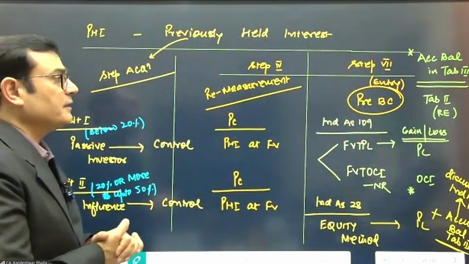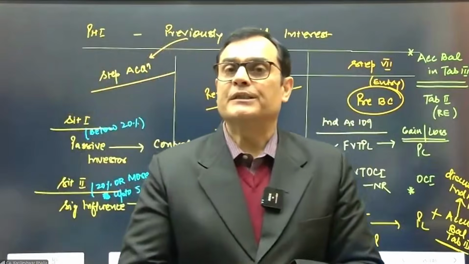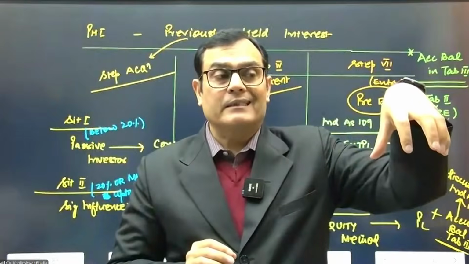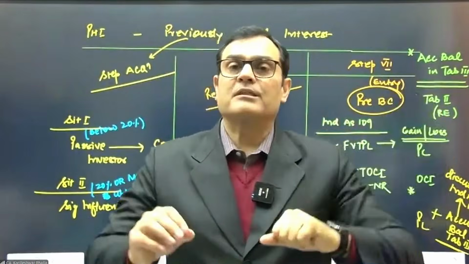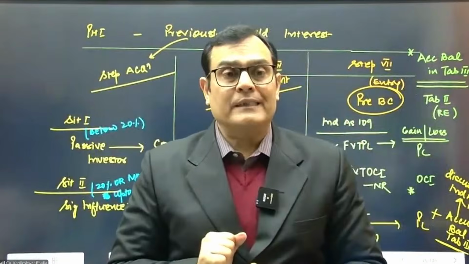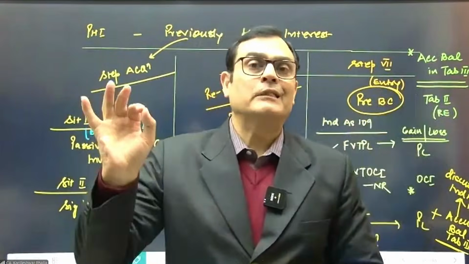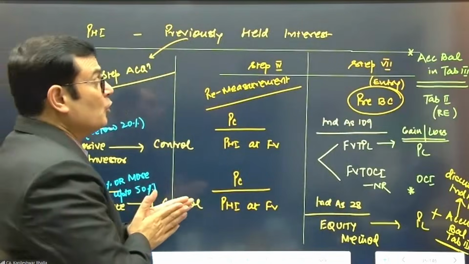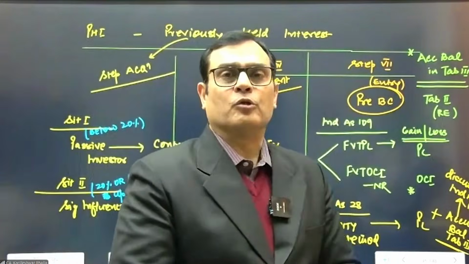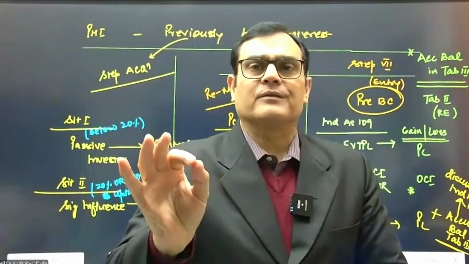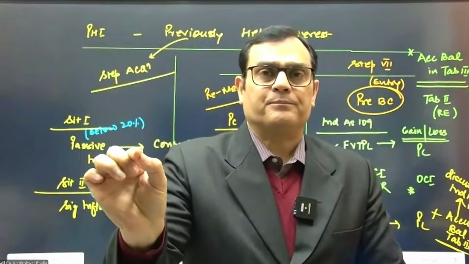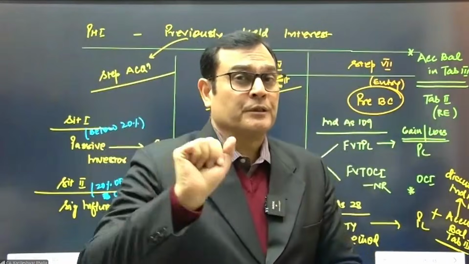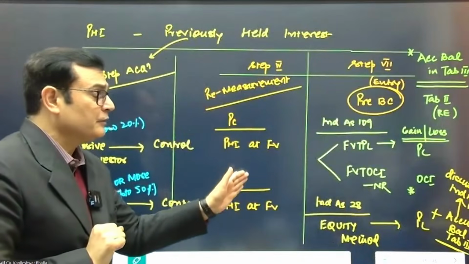Let me just connect the dots once again. We are looking at the concept of a PHI, a previously held interest. You need to carefully look at the language of the question and see, is it a conversion of a passive investment into a control, or a conversion of a significant influence into a control? In either case, one thing is simple. In step number 4, you will remeasure the PHI at fair value. So in the purchase consideration, you will consider the fair value of the previously held interest.